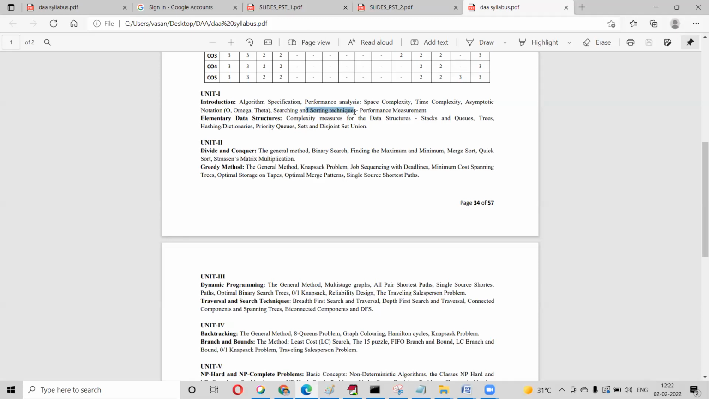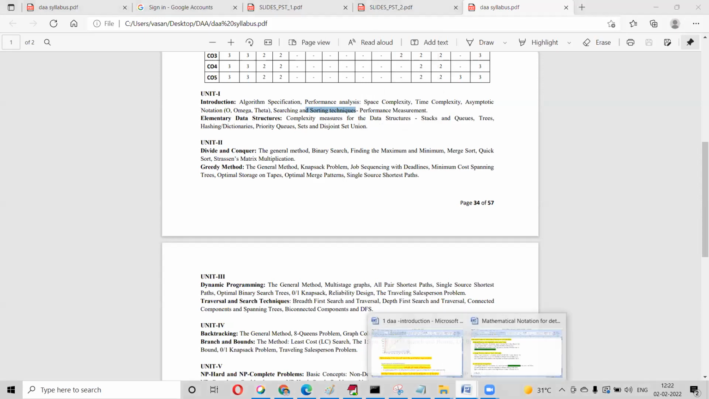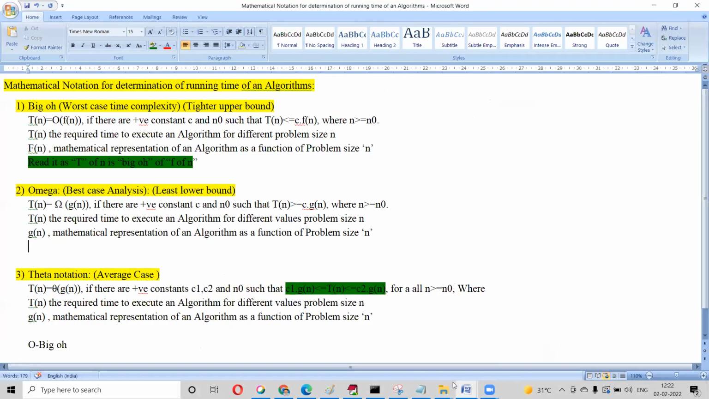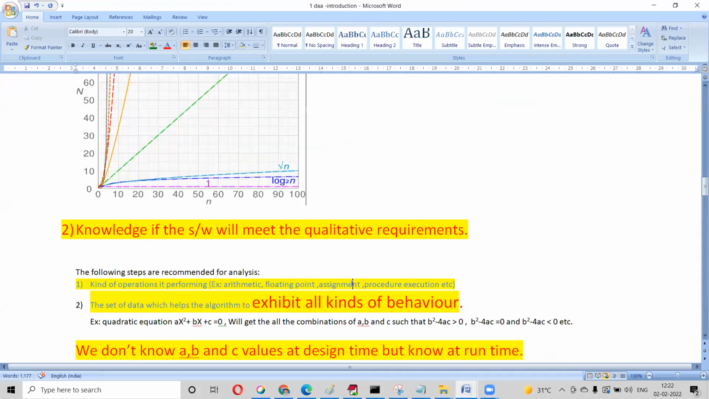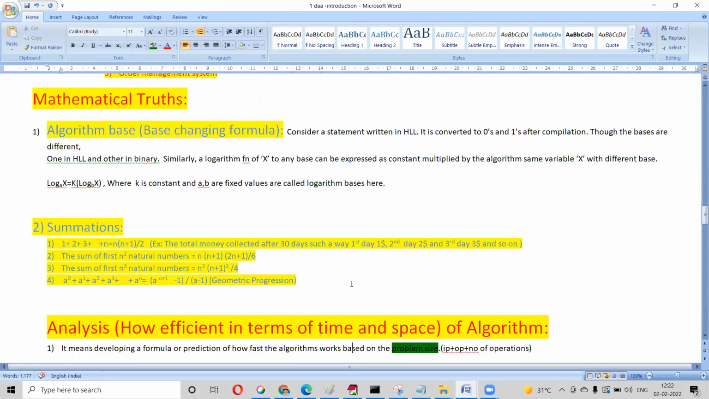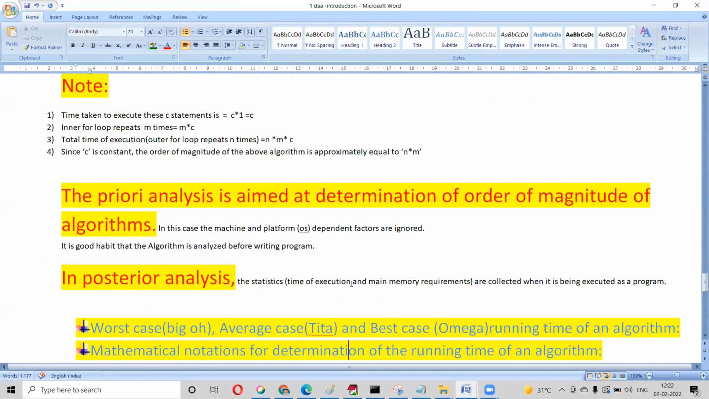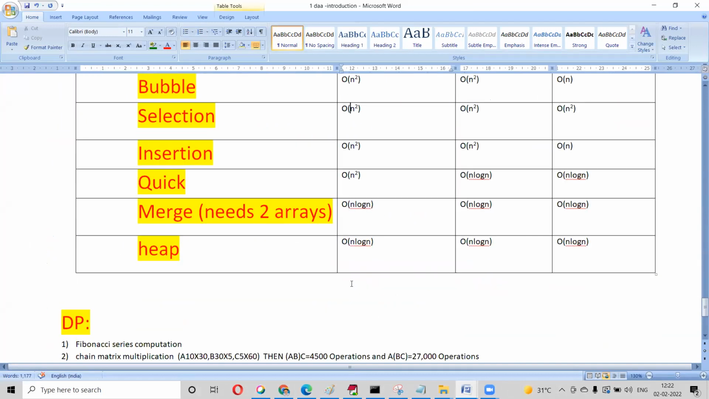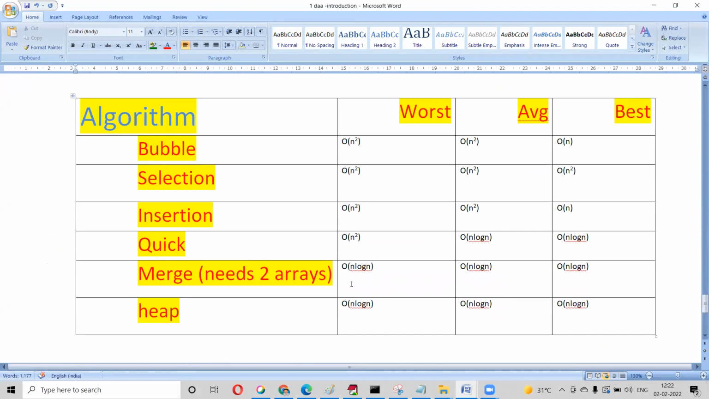I will talk about the sorting techniques in the next class, and at the same time I will tell what is the time complexity required for these sorting techniques. Time complexity is the time required to execute. Children, I made one table to compare the time complexity of different sorting techniques. Are you able to see my screen? Bubble sort, selection sort, insertion sort, quick sort, merge sort, and heap sort. These are the different sorting techniques with the worst, best, and average case analysis.